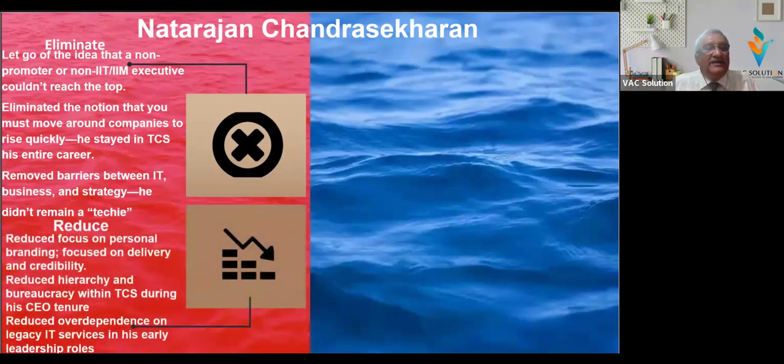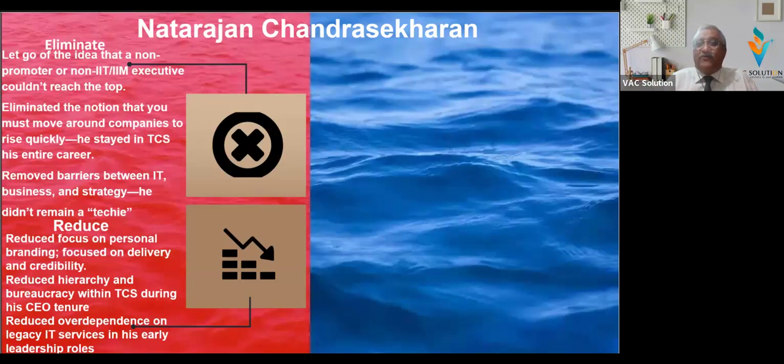Number two, reduce focus on personal branding. Have any one of you ever heard of Natarajan Chandrasekaran before he became the chairman of Tata Sons? No one had heard. Focused on delivery and credibility. He was focused only on what he could deliver for the company. He reduced hierarchy and bureaucracy within TCS during his tenure. Reduced over-dependence on legacy IT services. He was the one who took them into consulting.